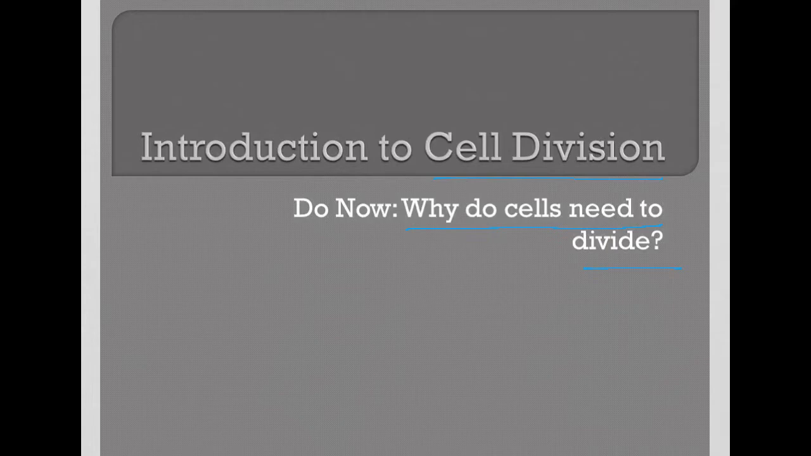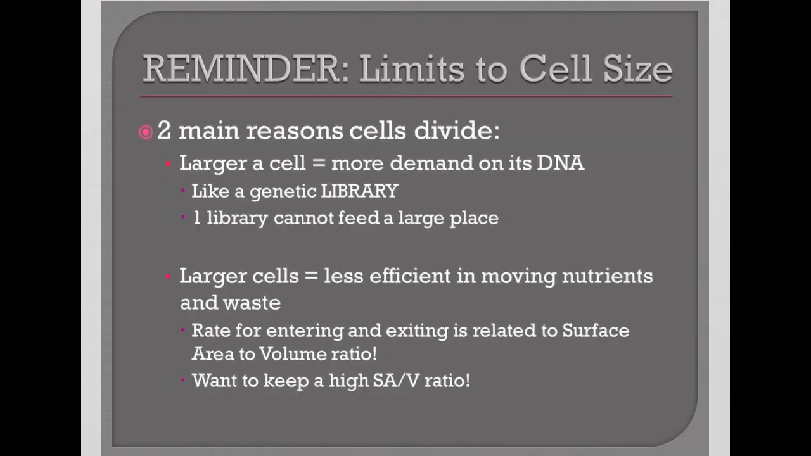So we're going to talk about some common reasons for all cells, including bacteria or cells in our body, why they might need to divide. There are going to be two main reasons that cells need to divide. The first one is that in a larger cell, there's going to be more demand on the DNA. DNA is like a genetic library, and one library cannot feed a really large place.